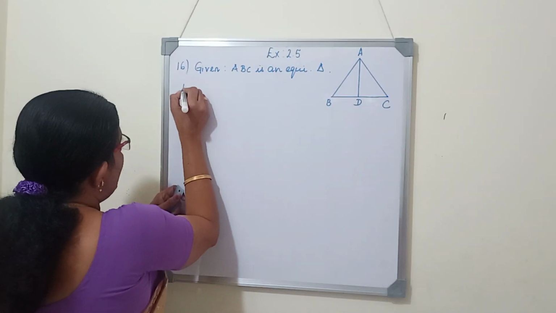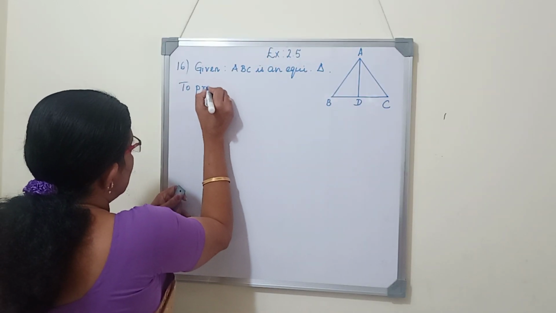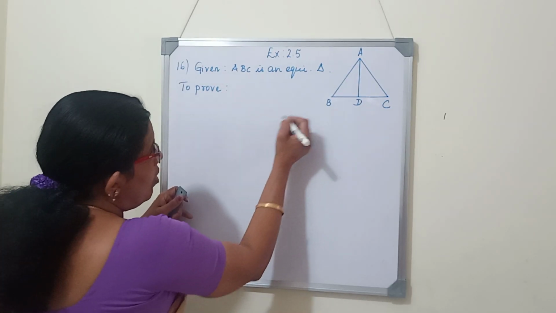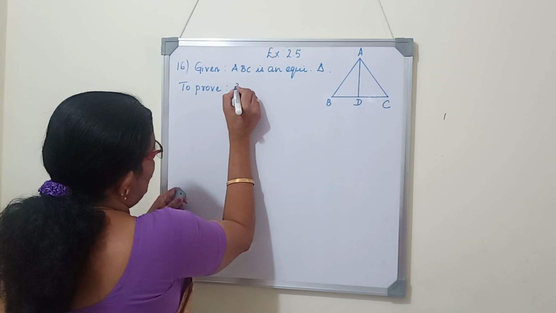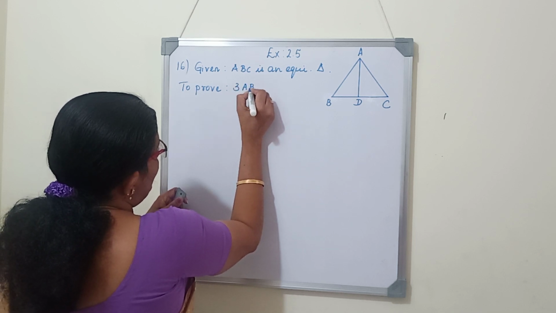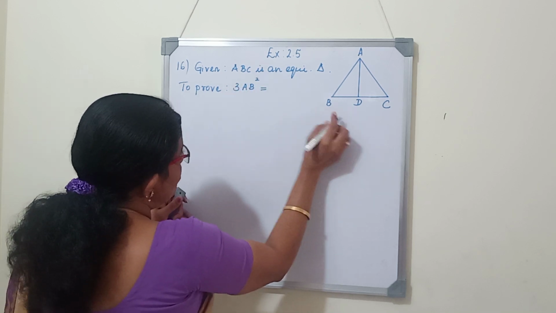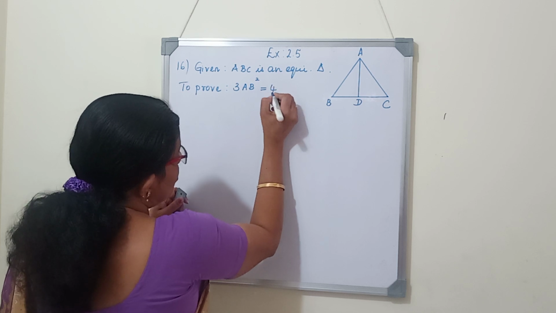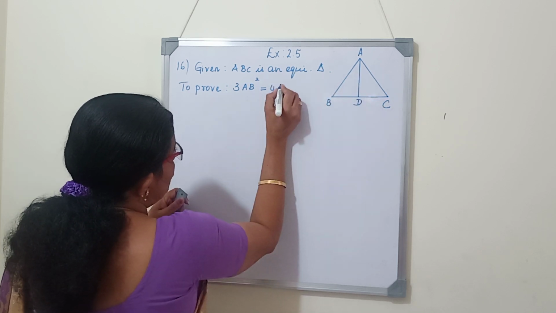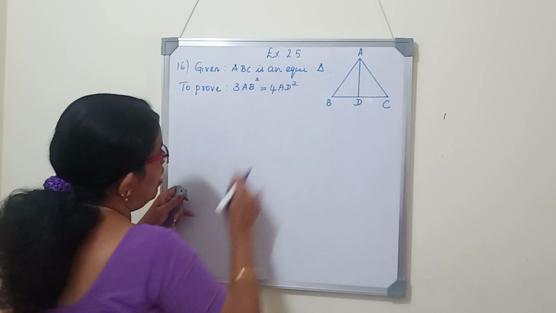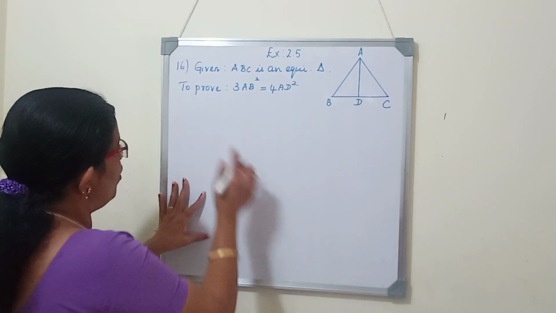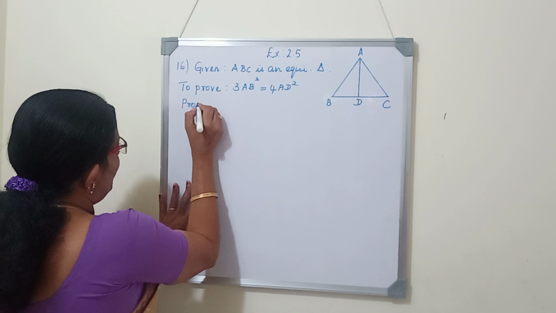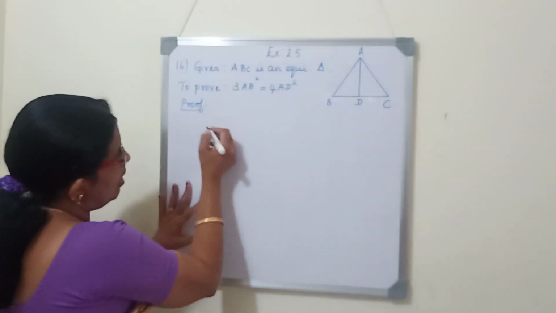We have to prove that 3 times the square of one of its sides, so we will write 3AB square, will be equal to 4 times the square of its altitude. So AD is the altitude, so we will write 4AD square. So here we have to prove that 3AB square is equal to 4AD square. As it is an equilateral triangle, all the sides are equal.